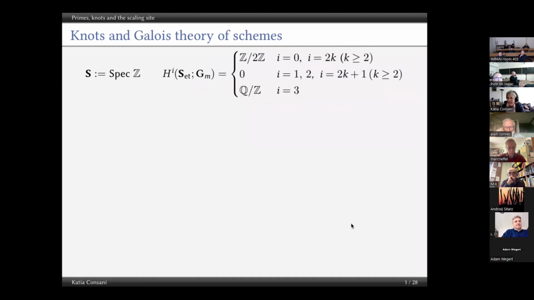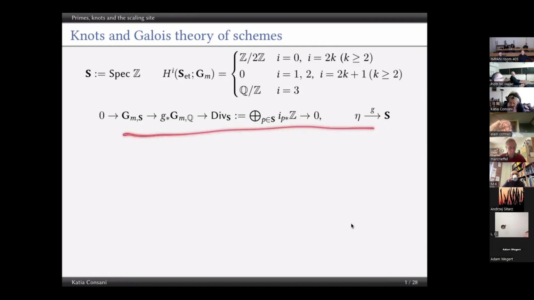So you see here a behavior that we wouldn't have seen for Spec Z if we were working in Zariski. For example, the fact that for i equal 3, when the dimension of the scheme is supposed to be 1, topological dimension, here we have some non-zero contribution. And the proof to get to this result is a kind of lengthy one, which involves a short exact sequence of sheaves of this type, and in particular the fact that we play with the generic point of Spec Z.